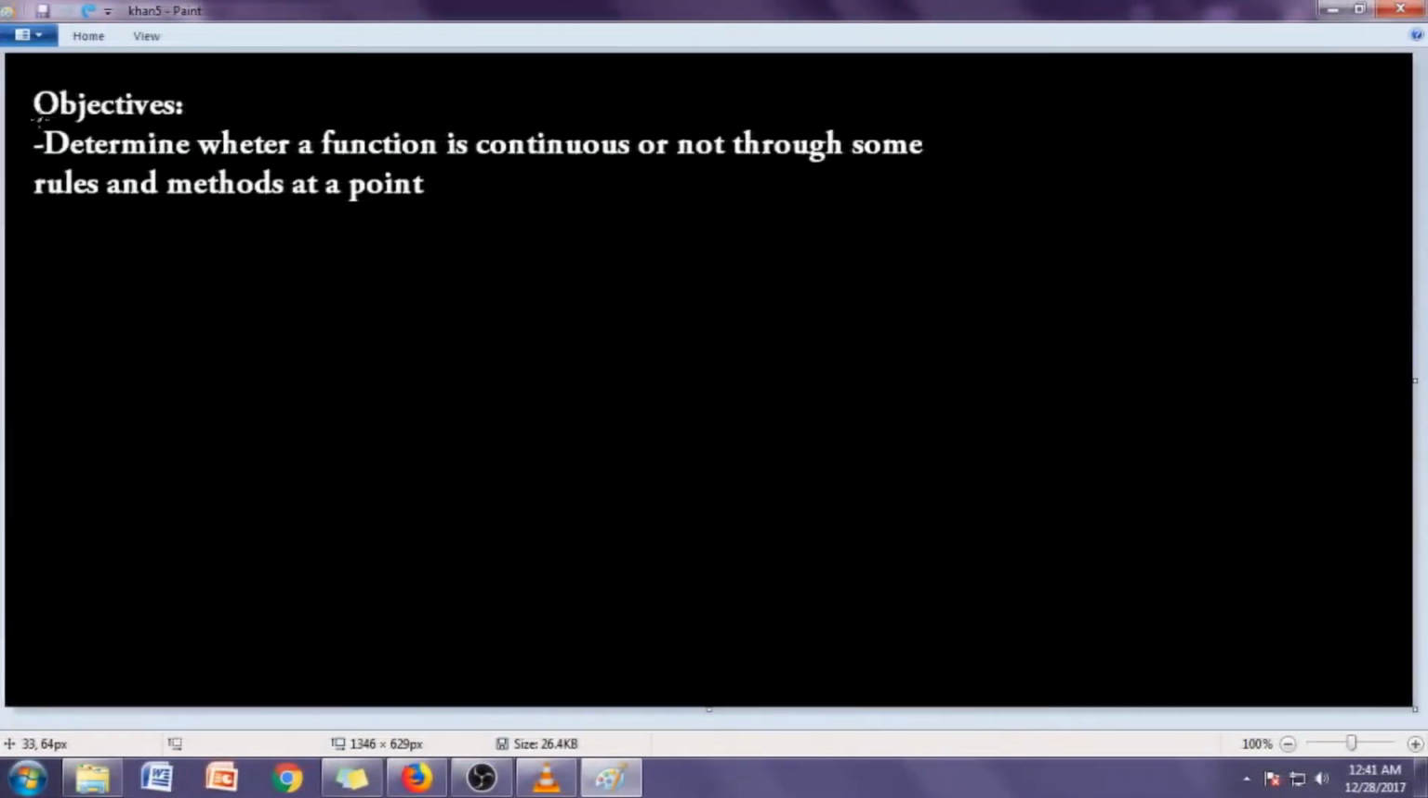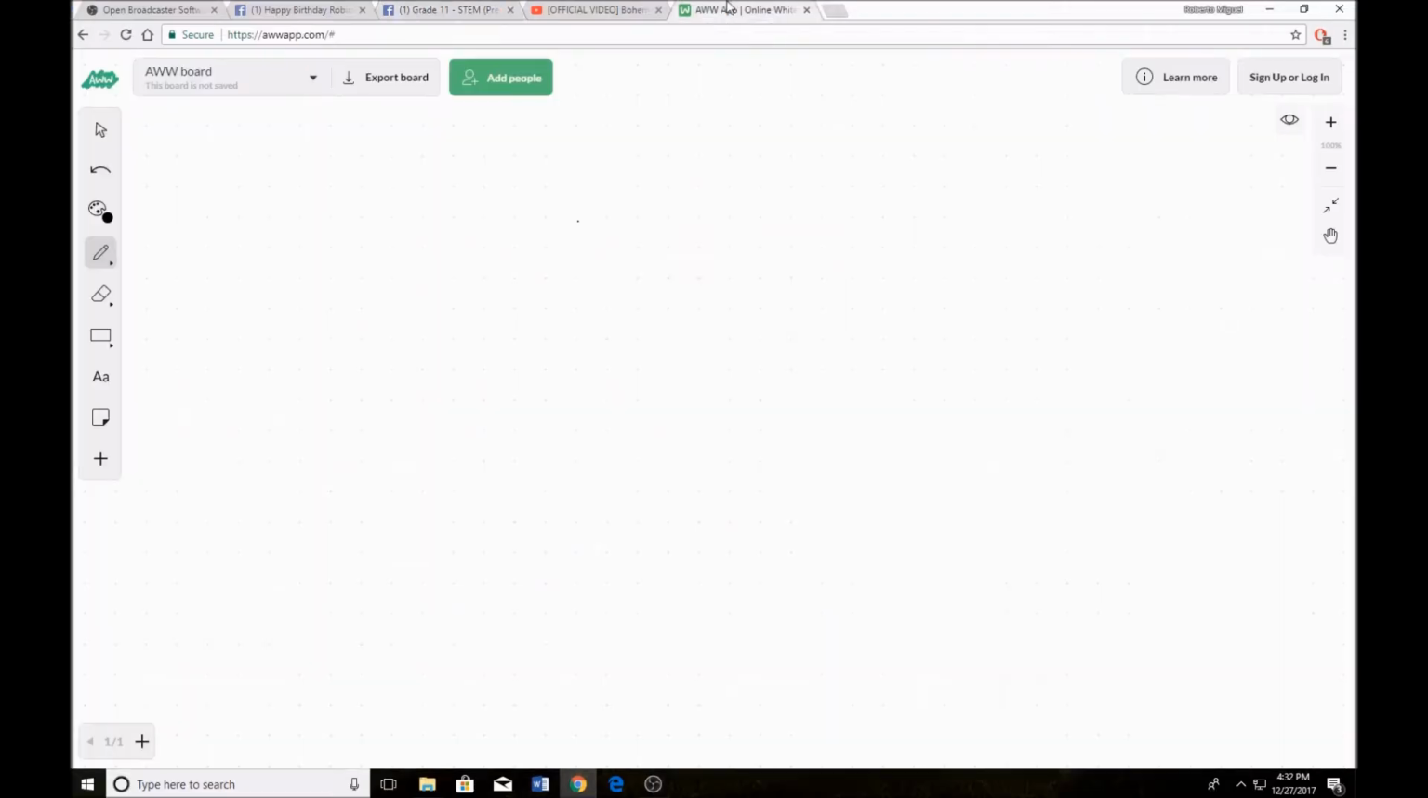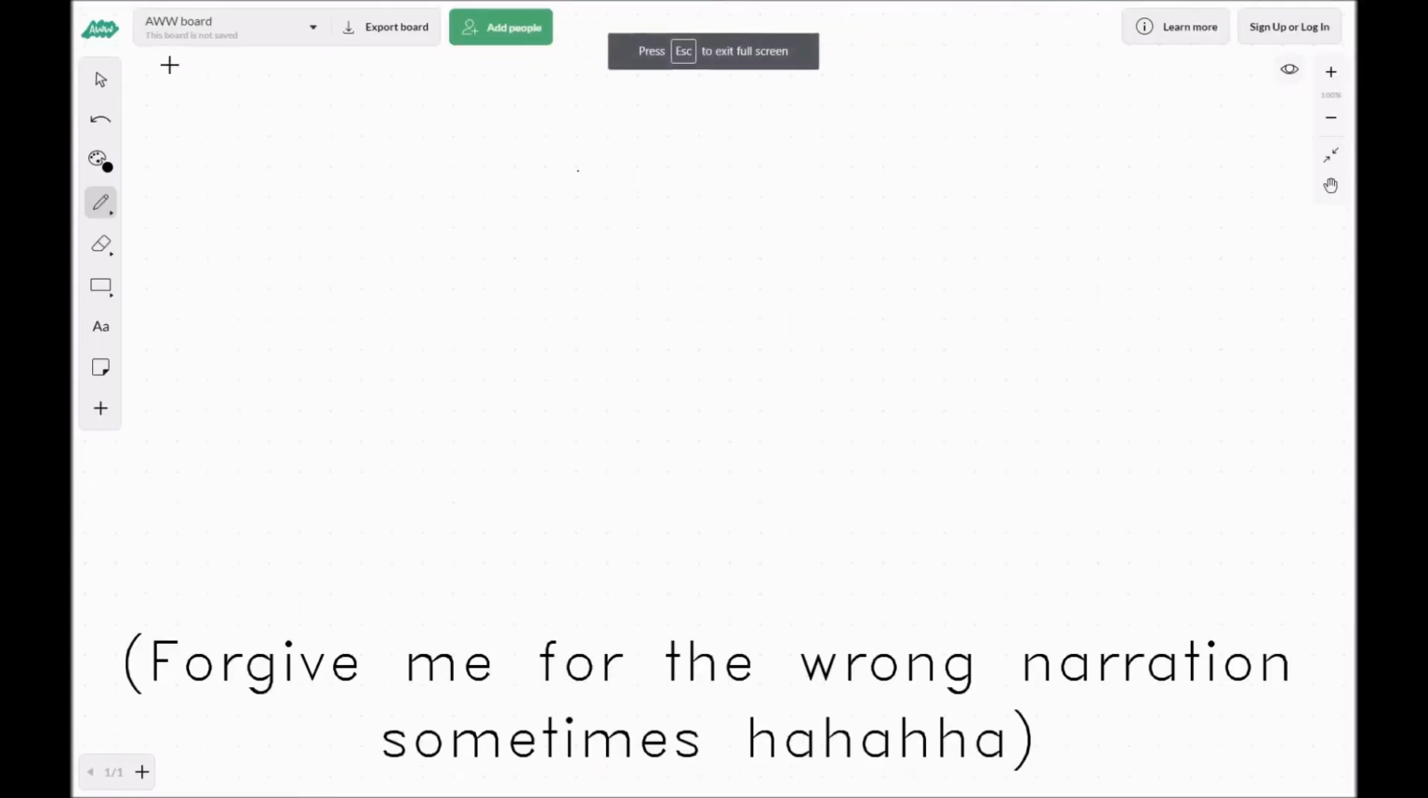Before we learn this topic, you must be able to determine whether a function is continuous or not through some rules and methods at a point, or in this case, a number, since we will not plot the function in a Cartesian plane. So here we are to discuss the continuity of a function on a number.